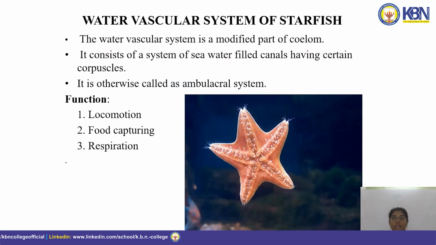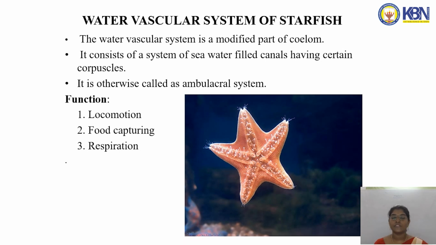Next, water vascular system of starfish. The water vascular system is a modified part of the coelom. It consists of a system of seawater filled canals having certain corpuscles, and it is otherwise called the ambulacral system. Their functions are locomotion, food capturing, and third, respiration.